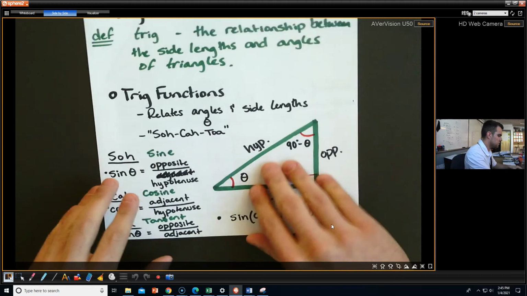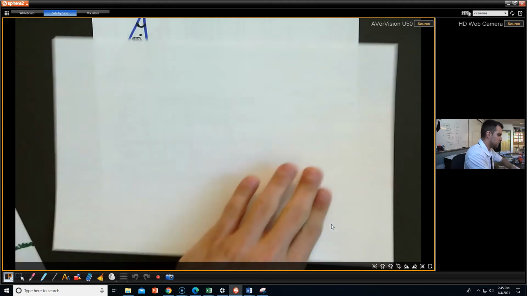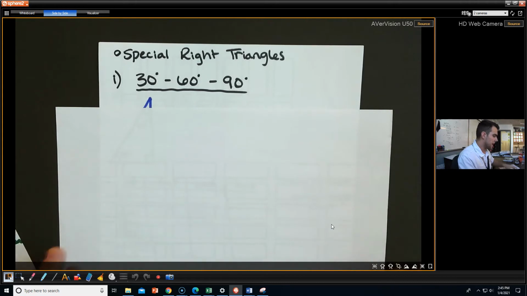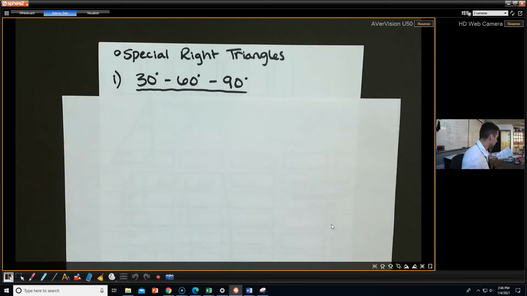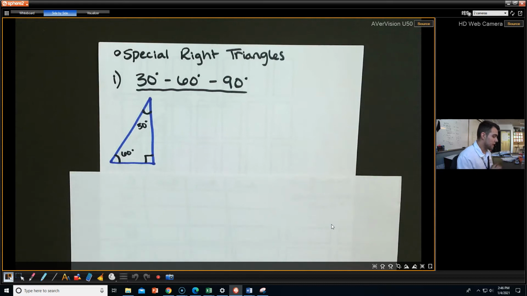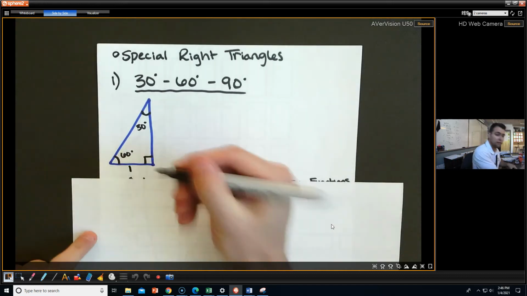Now, let's talk about some special right triangles and what makes them so special. Special right triangles are triangles with specific angles. The reason these ones are specifically chosen is because they're really nice angles to work with, as you're going to see in a little bit. So here's my 30, 60, 90 degree triangle, and let's just assume for a second that I have a side length of 1 right there.